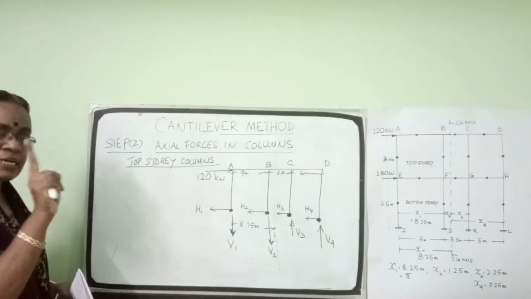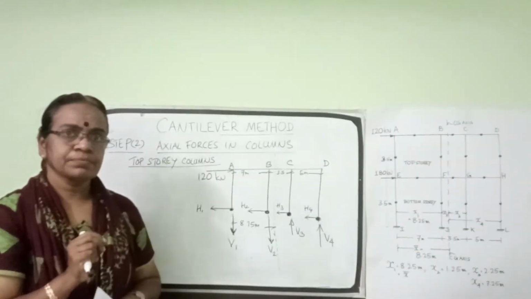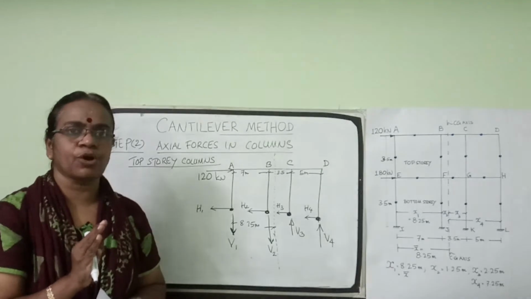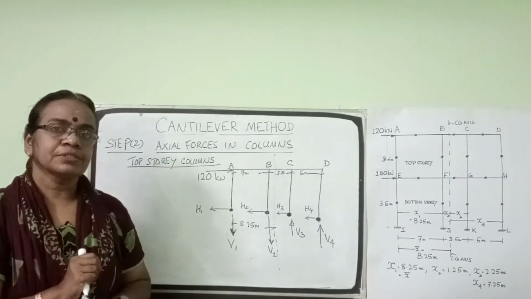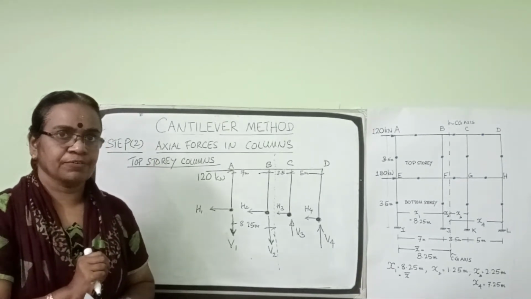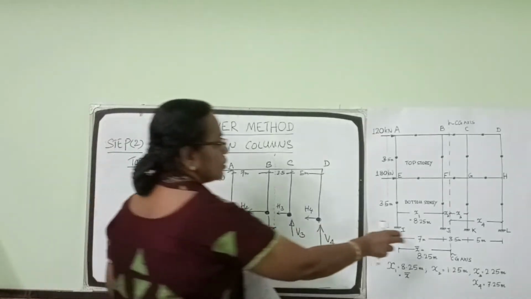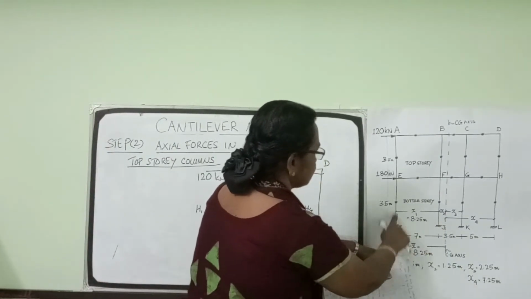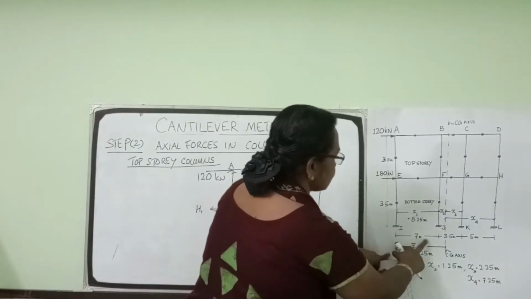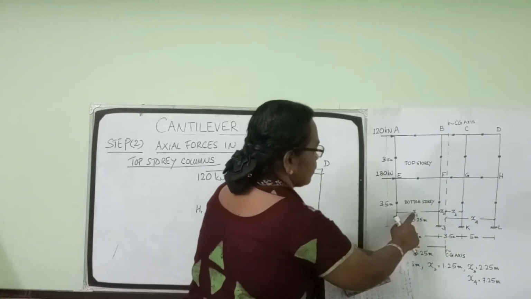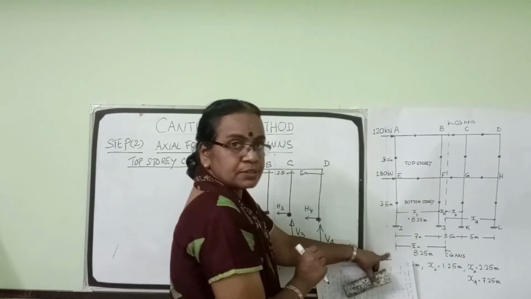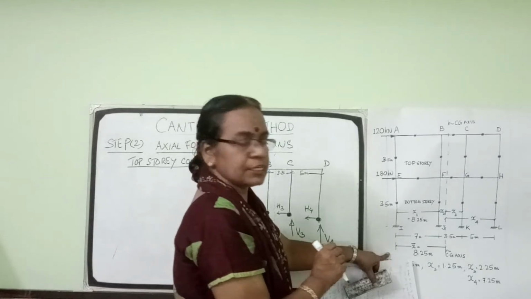So the second assumption we are going to make use of, that is axial stresses in columns are proportional to the distance from center of gravity. So I have marked here the first column. It is at a distance of 8.25 meters. So x1 is the same as x bar, the distance of the first column from CG.